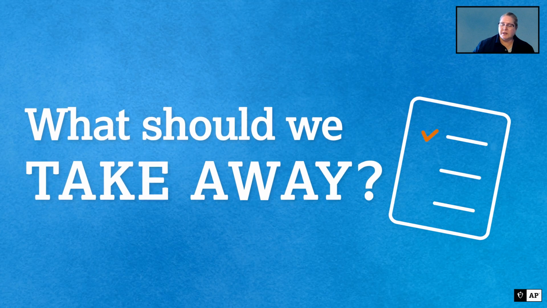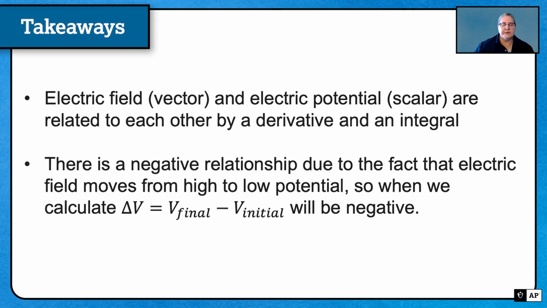So what should we take away? A couple of things. Electric field and electric potential are related to each other, despite the fact that one's a vector and one's a scalar. They are connected by a derivative and an integral. And there is that negative sign in both equations because of how the electric field moves from high to low potential. So it's sort of setting things right by the fact that delta V for the electric field is always going to be negative.